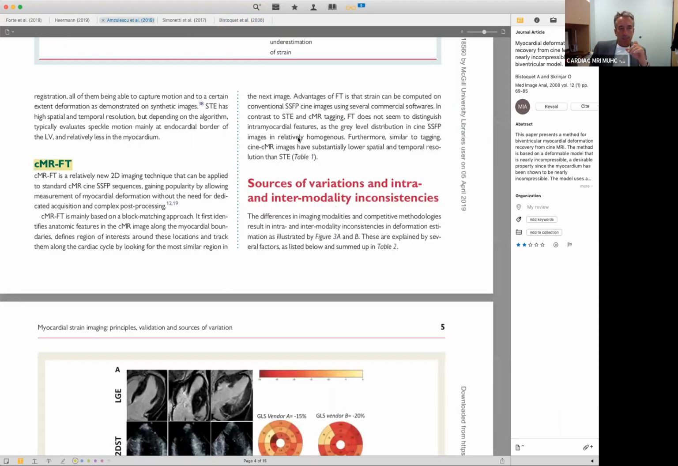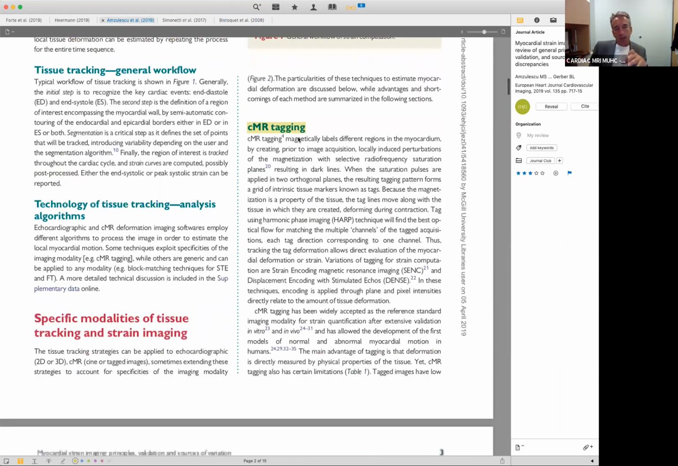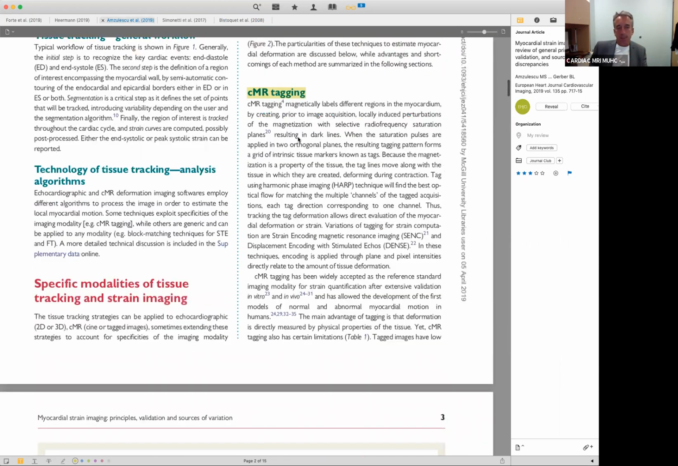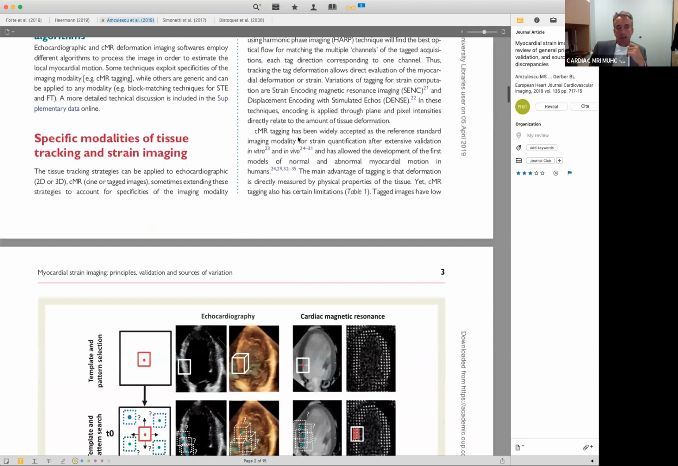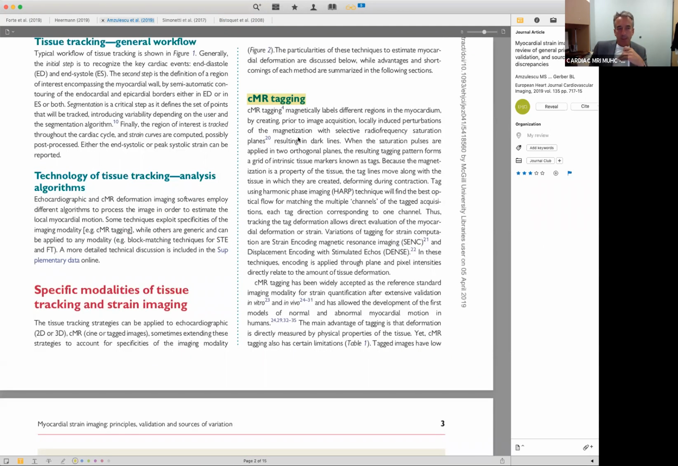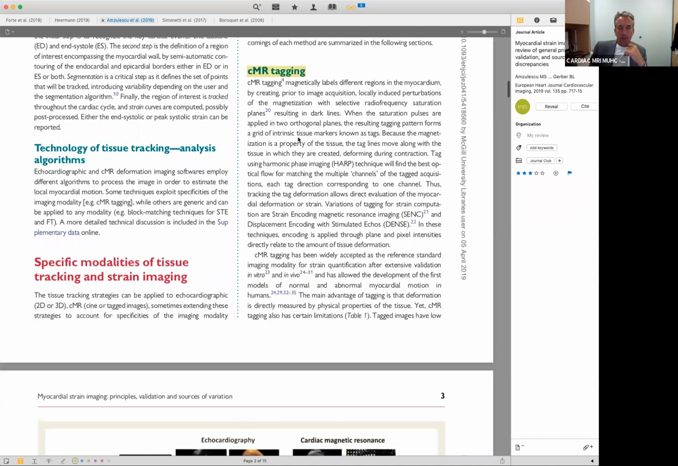So each of these techniques, tagging, speckle tracking, and feature tracking, or let's call it tissue tracking because it's not really feature tracking, they have their advantages and disadvantages. And unfortunately, because of various limitations of these techniques, the comparison between them has been quite difficult at times.